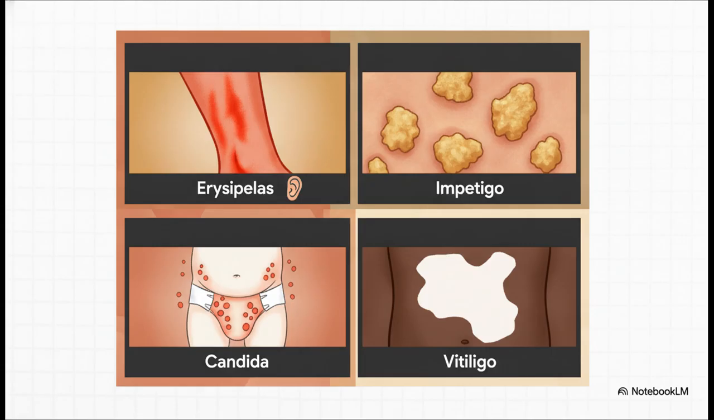Ready? Sharp borders on a hot, swollen leg with ear involvement means erysipelas. Honey-crusted papules, that equals non-bullous impetigo. Beefy red satellite lesions that actively involve the skin fold strongly suggest candida, and strictly demarcated, completely depigmented patches indicate vitiligo. Master these visual anchors and structured algorithms, and you won't just pass your exam, you are going to absolutely dominate the wards.